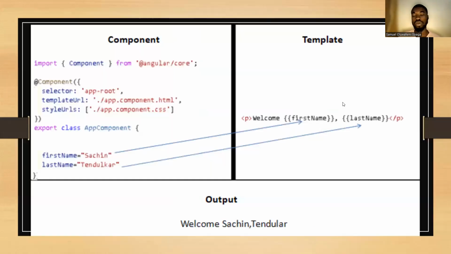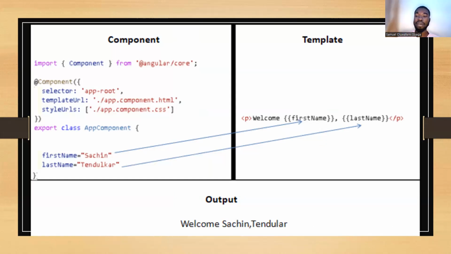And how do we interpolate data in Angular? We use two curly braces. Like I said, interpolation binding is the type that goes from component to view, or from component to template. So how it is written is that you write two curly braces, then you write the value you want to interpolate.